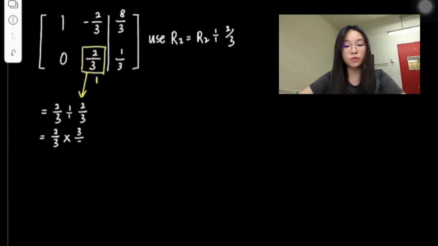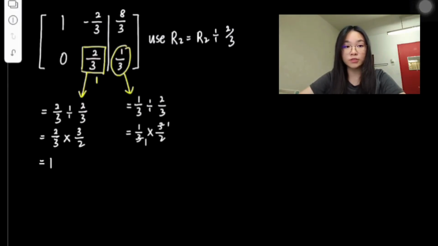The calculation also needs to be applied to everything in the same row. Therefore, number 1 over 3 divided by 2 over 3 gives the answer 1 over 2. And this will be our current matrix.